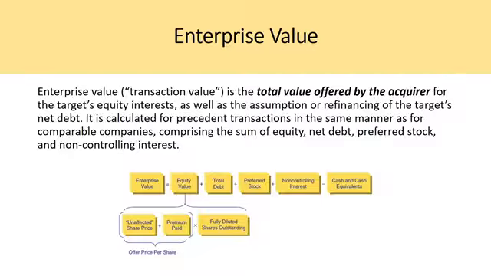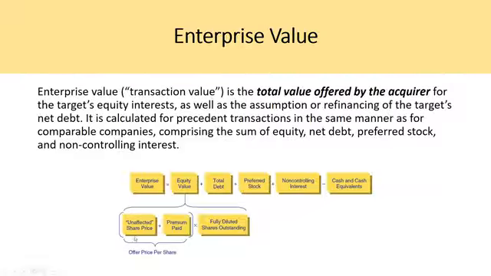So now, enterprise value. Enterprise value is the total value offered by the acquirer for the target's equity interest, as well as the assumption or refinancing of the target's net debt. It is calculated for precedent transactions in the same manner as for comparable companies, comprising the sum of equity, net debt, preferred stocks, and non-controlling interests. So our enterprise value is the equity value plus total debt plus preferred stock plus non-controlling interest minus cash and equivalents.